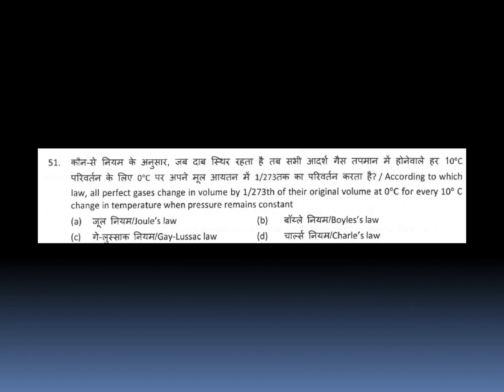Question is, according to which law all perfect gases change in volume by 1 by 273 of their original volume at 0 degree Celsius for every 1 degree Celsius change in temperature when pressure remains constant? Options are Joule's law, it's internal energy, a function of temperature. Internal energy is proportional to temperature. Then Boyle's law, P is inversely proportional to V. Temperature there is constant, but here in the question pressure remains constant.